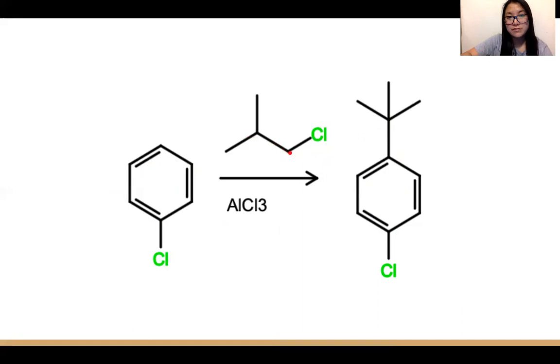Because if you were to react right here, this would be primary, but you can do a hydride shift and move the hydrogen that's right here to go here to form the tertiary product. And this is the major product, the para substituted one. The minor product would be ortho, but you would not see that just because tert-butyl is so big and bulky and it'd be next to this halogen, so there would be a lot of sterics.